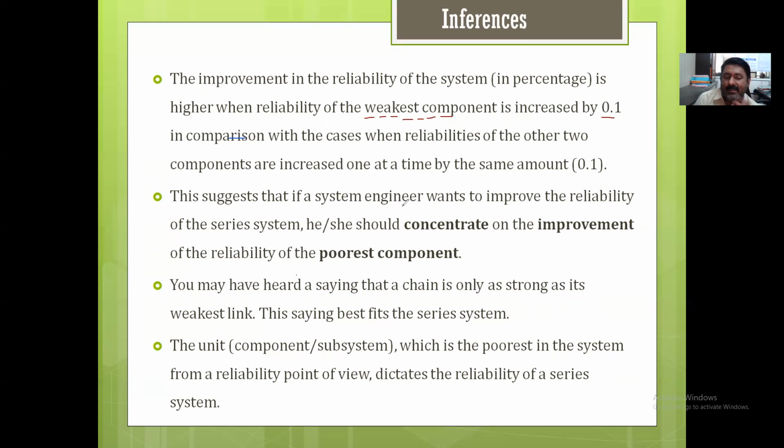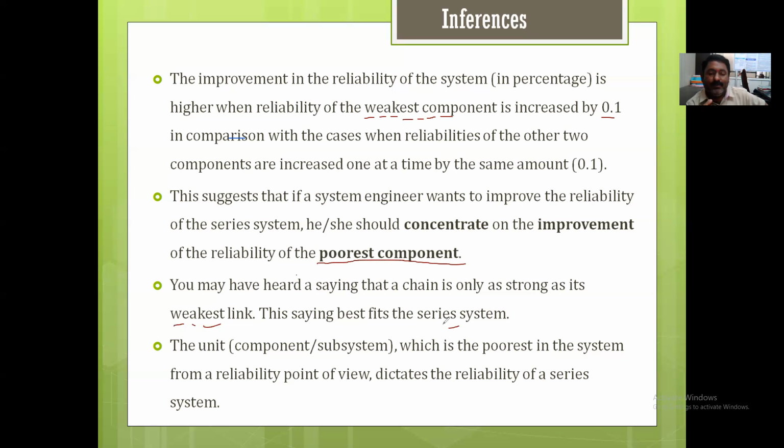This suggests that if any system engineer wants to improve the reliability of a series system, then he should concentrate on improving the poorest component, the weakest component. All of you might have heard a saying that a chain is only as strong as its weakest link. The saying is best fit for a series system.